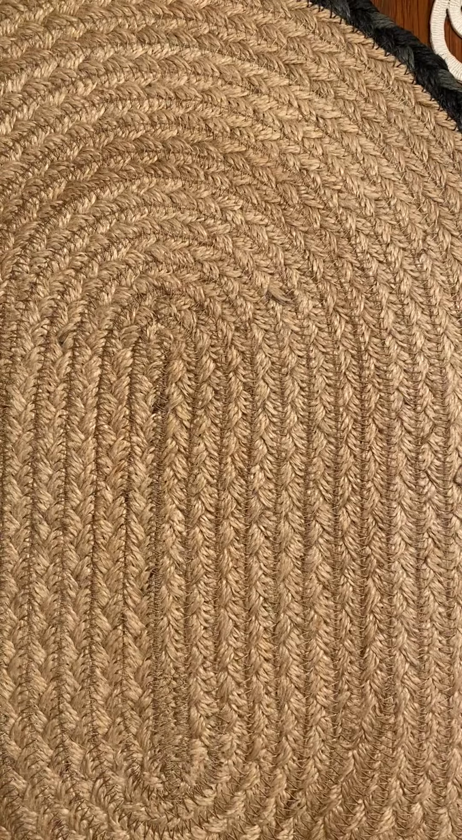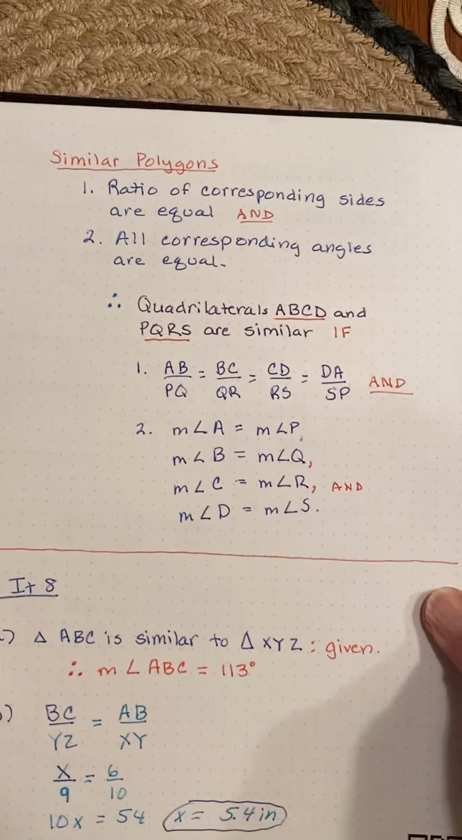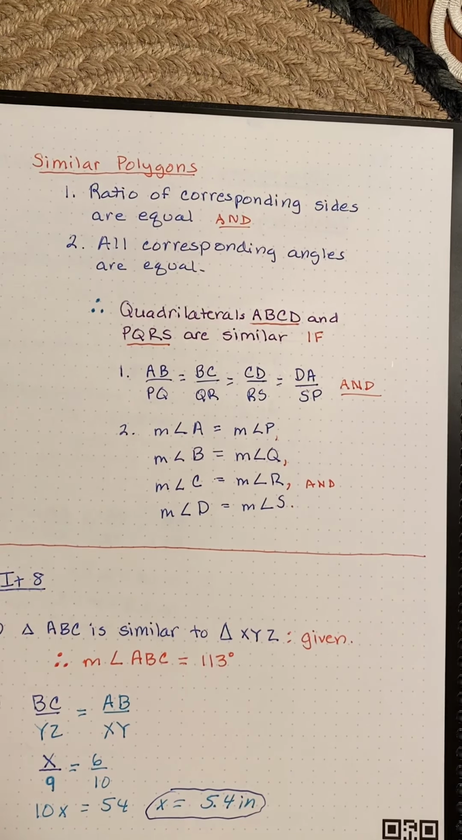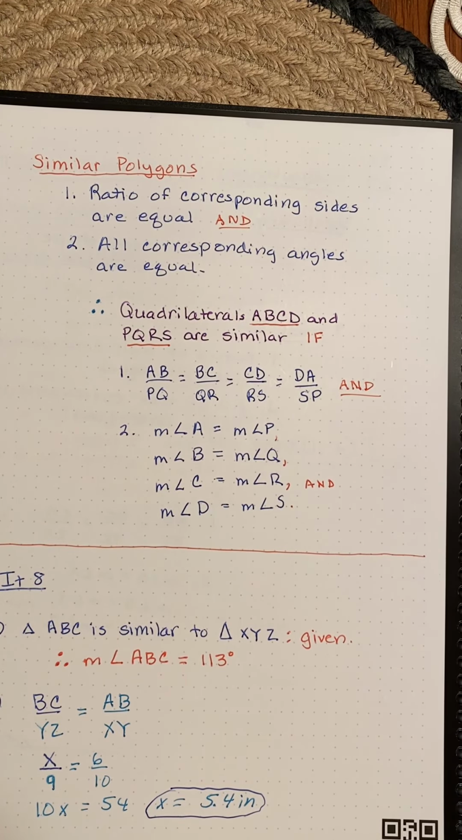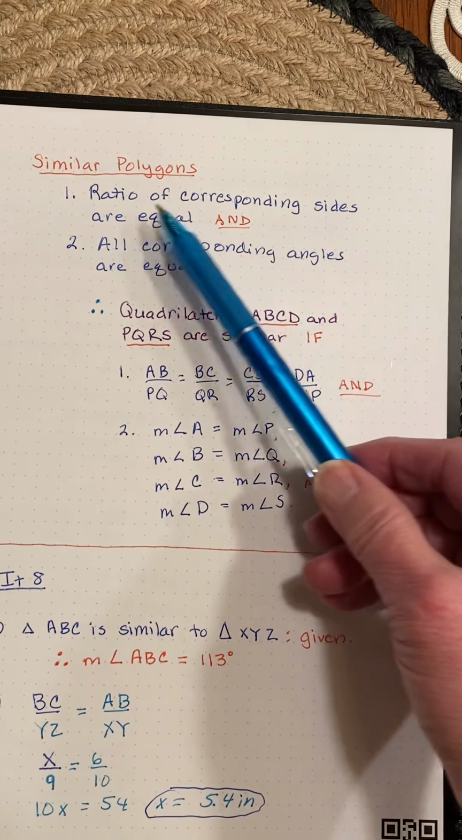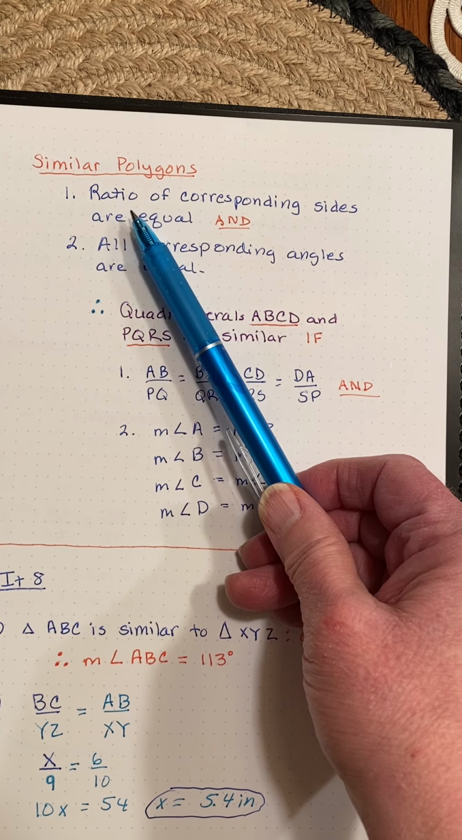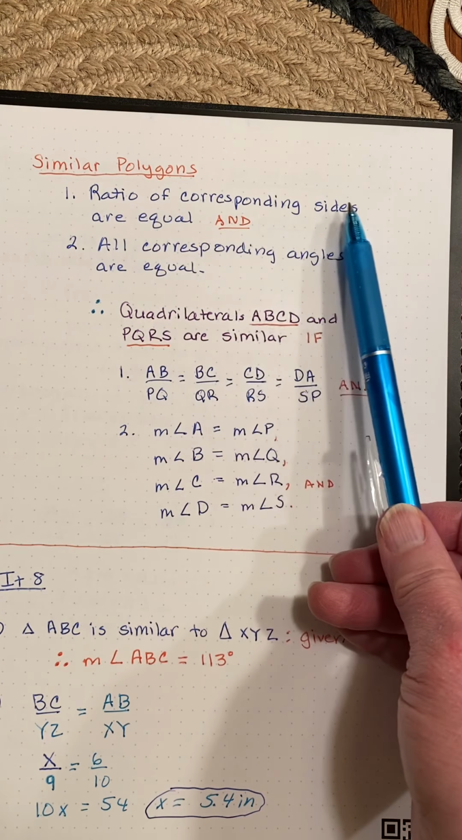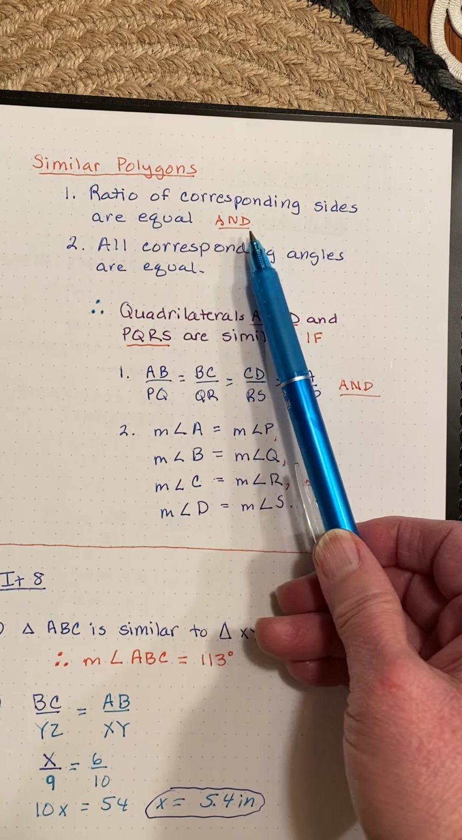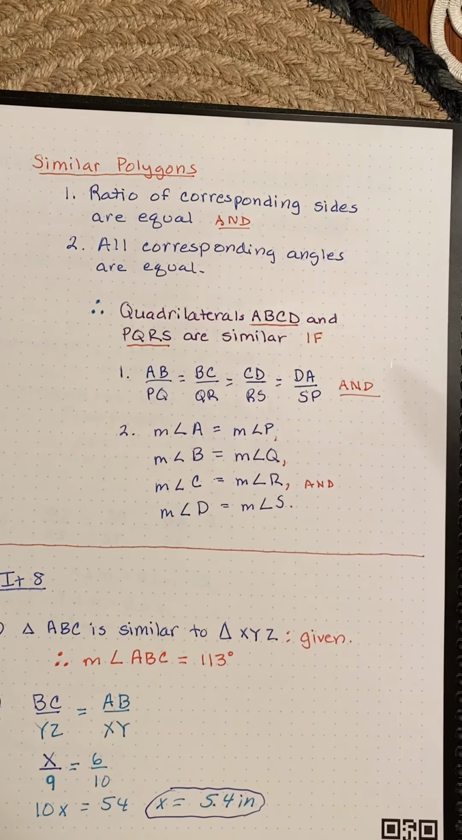Going on from just triangles, we can also apply these same rules to polygons, so objects of more than three sides. So again, similar polygons are in play if the ratio of their corresponding sides are equal and all corresponding angles are equal. So again, both of these have to be true in order for two polygons to be similar.